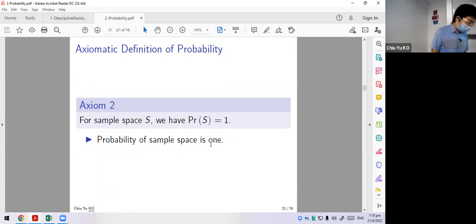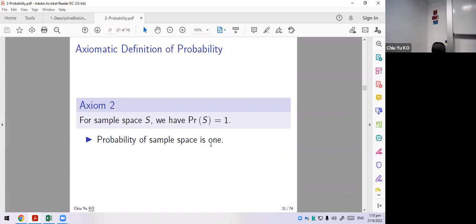The second one is also, I think, rather trivial, but it has a lot of empirical content. This is saying that the probability of the sample space must be 1. It does imply one thing: there is no surprise in terms of outcome. That is what we define as a random experiment: we know what the sample space is. There's no surprise.